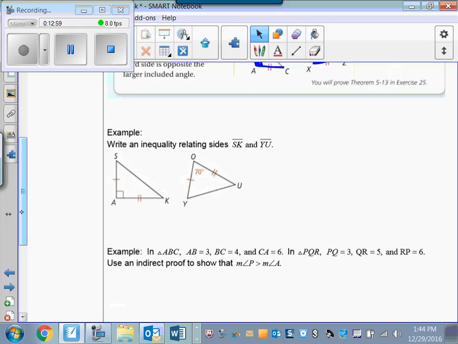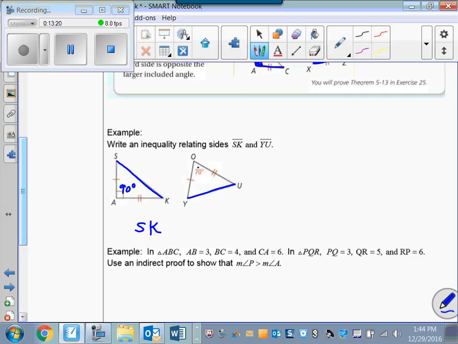So let's put this into practice. Write an inequality relating SK, here's SK, and YU. Here's YU. Okay, so I've got two sides that are congruent. I've got a 90-degree angle here. I got 70 degrees over here. Therefore, I know that SK is longer, right? SK is greater than YU by the Hinge theorem.